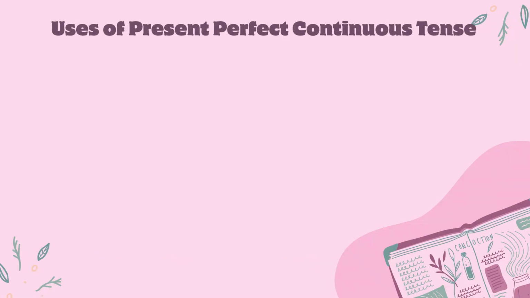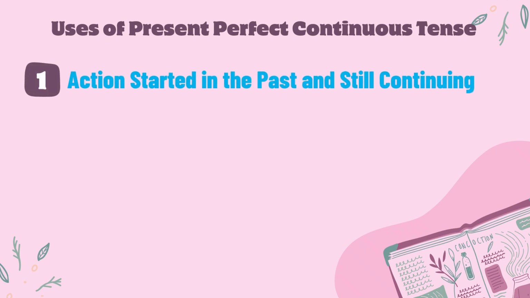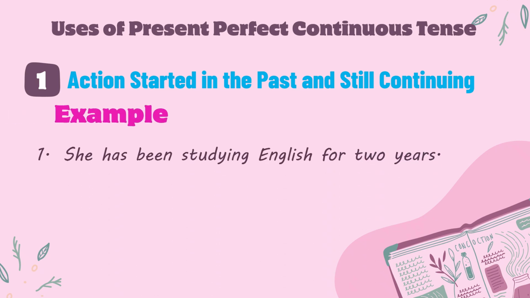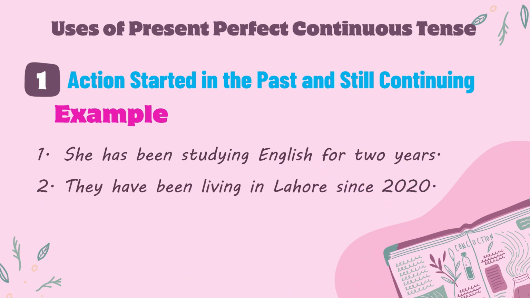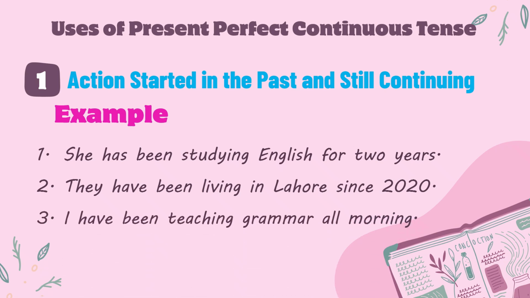Let's discuss the uses of present perfect continuous tense. The action started in the past and is still continuing. For example, she has been studying English for 2 years. They have been living in Lahore since 2020. I have been teaching grammar all morning. It means we started this work in the past and it is still continuing right now.